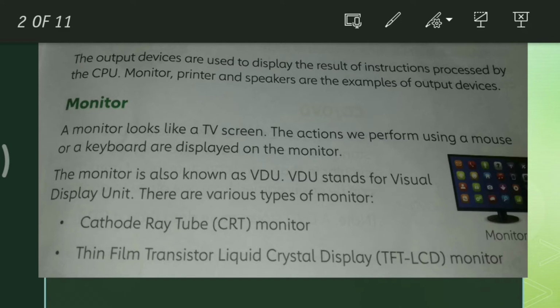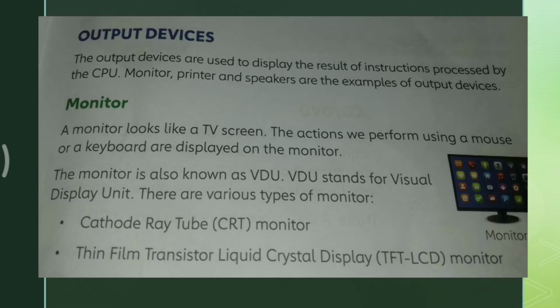What are output devices? The output devices are used to display the result of instructions processed by the CPU. Monitor, printer and speaker are examples of output devices. So what are output devices? Those whose results can be seen or heard, which give the result, like monitor, printer, speaker, right? And next we will see the monitor, okay.